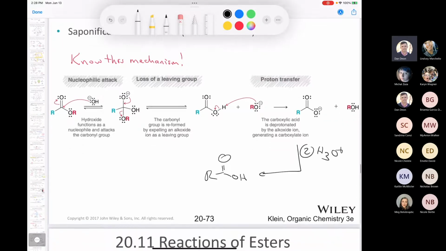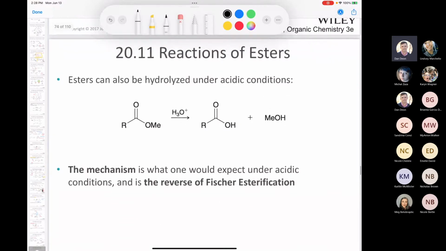The next thing that you need to know is the acid hydrolysis of an ester. It does not have any fancy name, right? The hydrolysis of an ester in base is called saponification. The hydrolysis of an ester in acid has no name. It's just called acid hydrolysis of an ester. Nothing uber exciting.